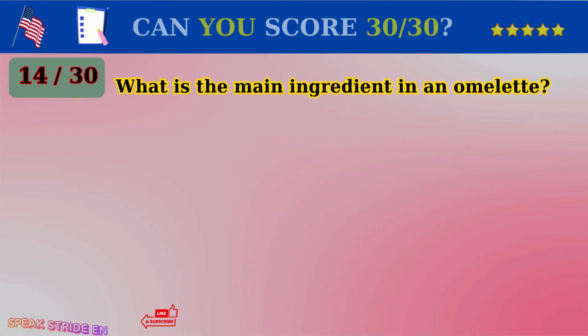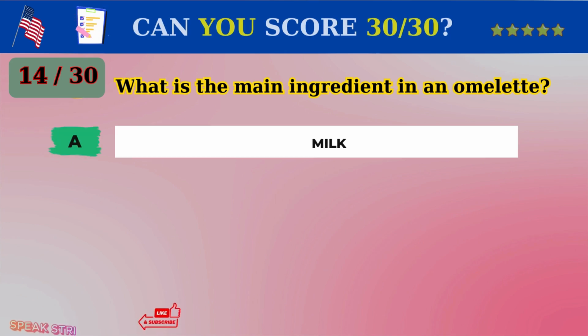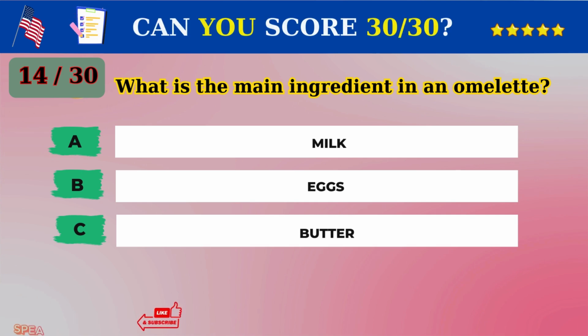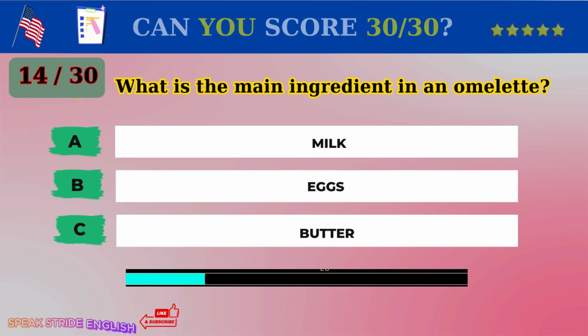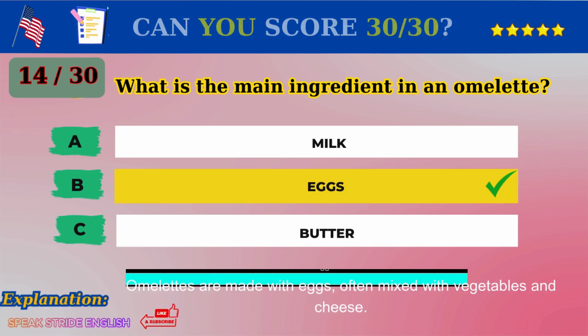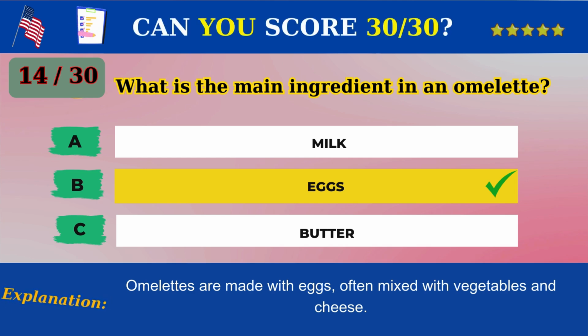What is the main ingredient in an omelet? A. Milk. B. Eggs. C. Butter. Answer: eggs.